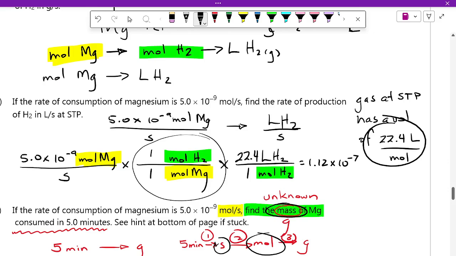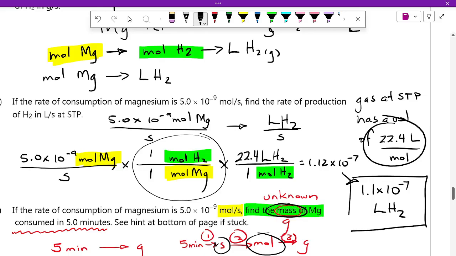Are we done? No. What would that have to become? 1.1 times 10 to the negative 7. Are we done? No. What would it have to say? Liters of hydrogen. Liters of H2. Are we done? No. We're going to put it into a what? Box, because we're done. Oh, per second. Whoops. Yes.